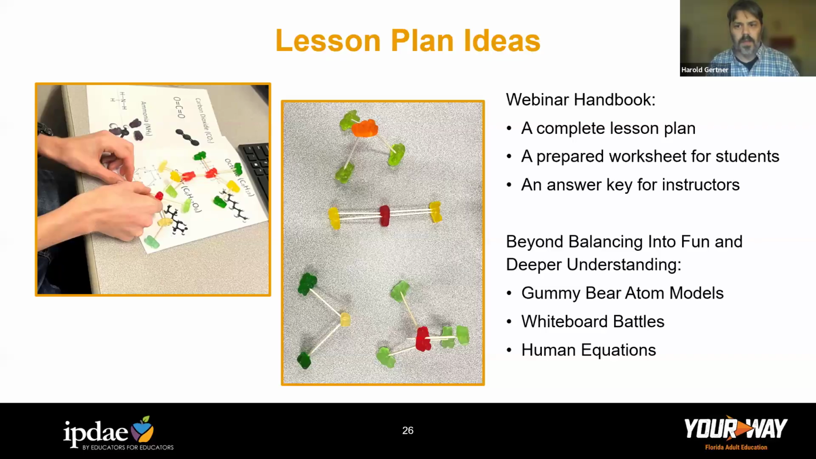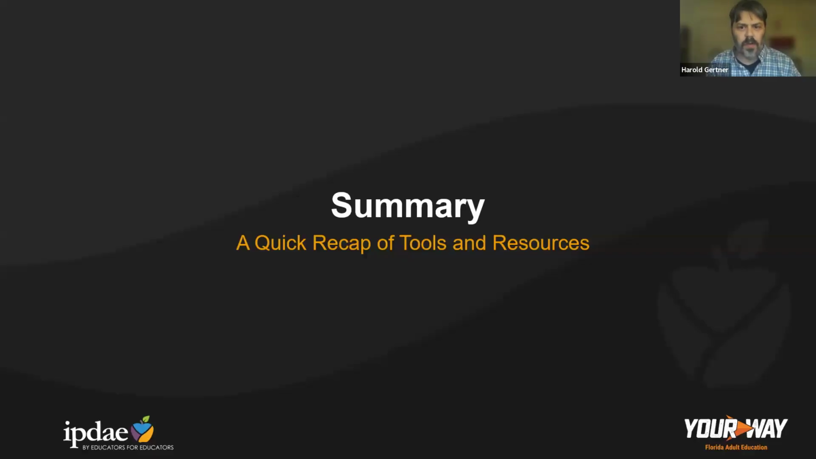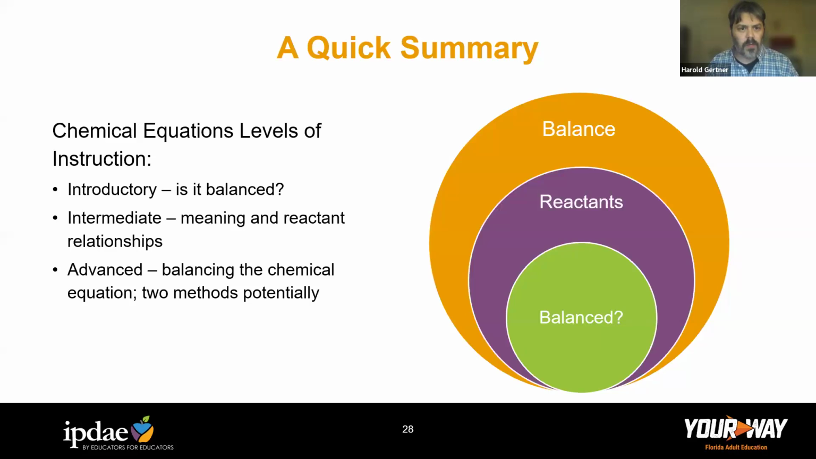Okay. So, a quick summary here. One thing I love about this as an example is that with chemical equations, there are different levels of understanding where students can gain more points on the GED as they get a greater level of understanding, but they don't have to be able to do all of it to learn something and gain a few points.